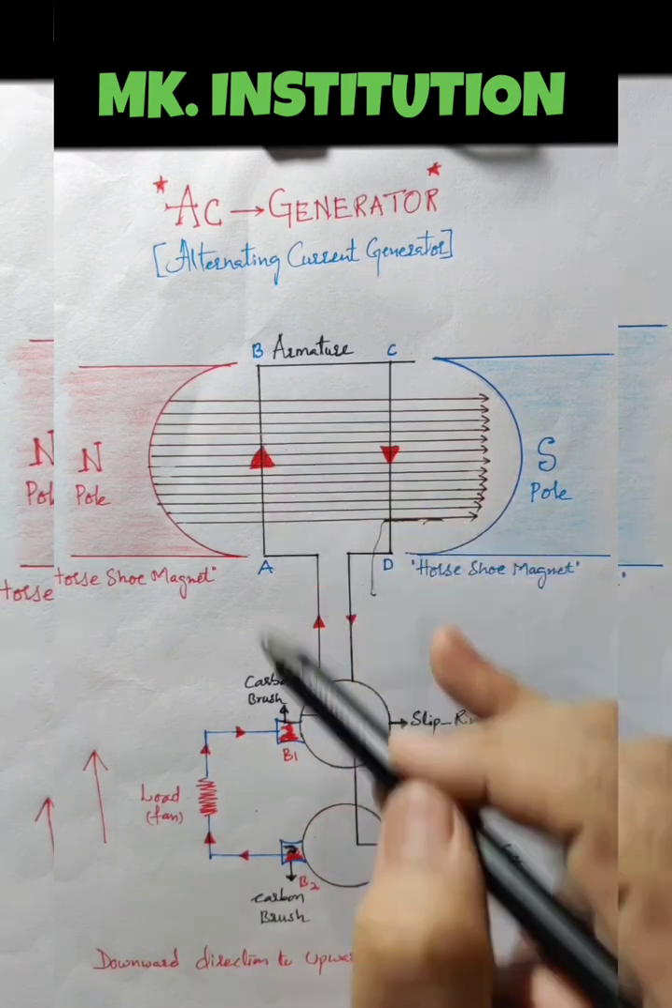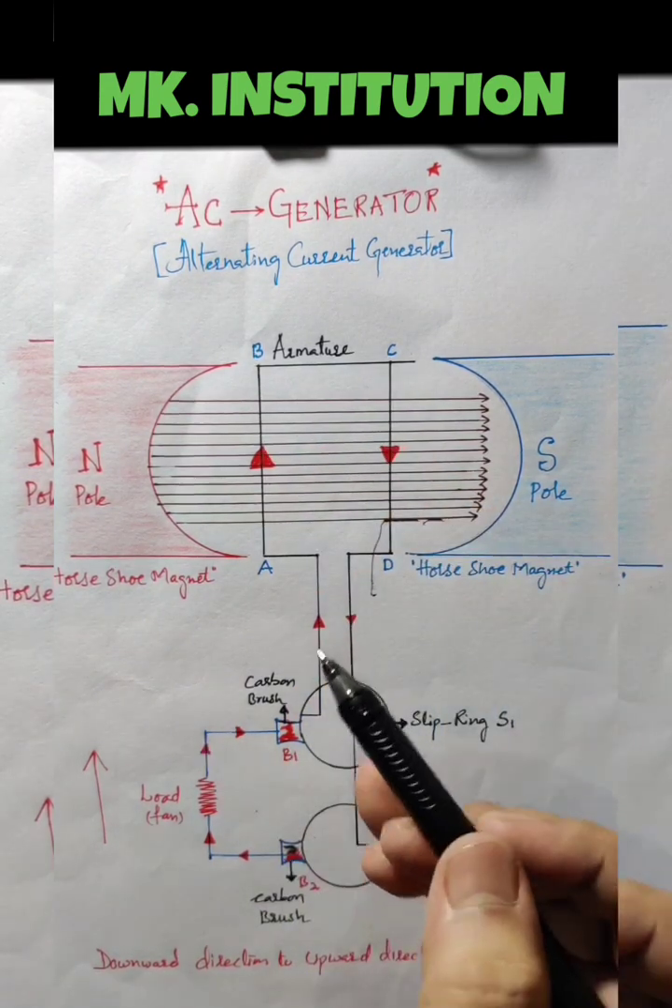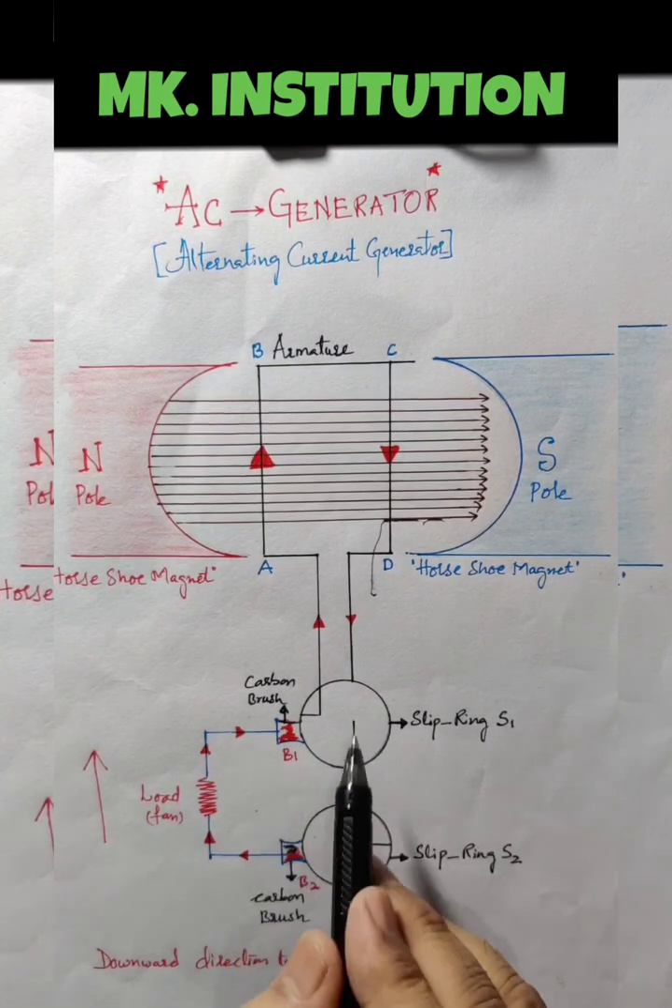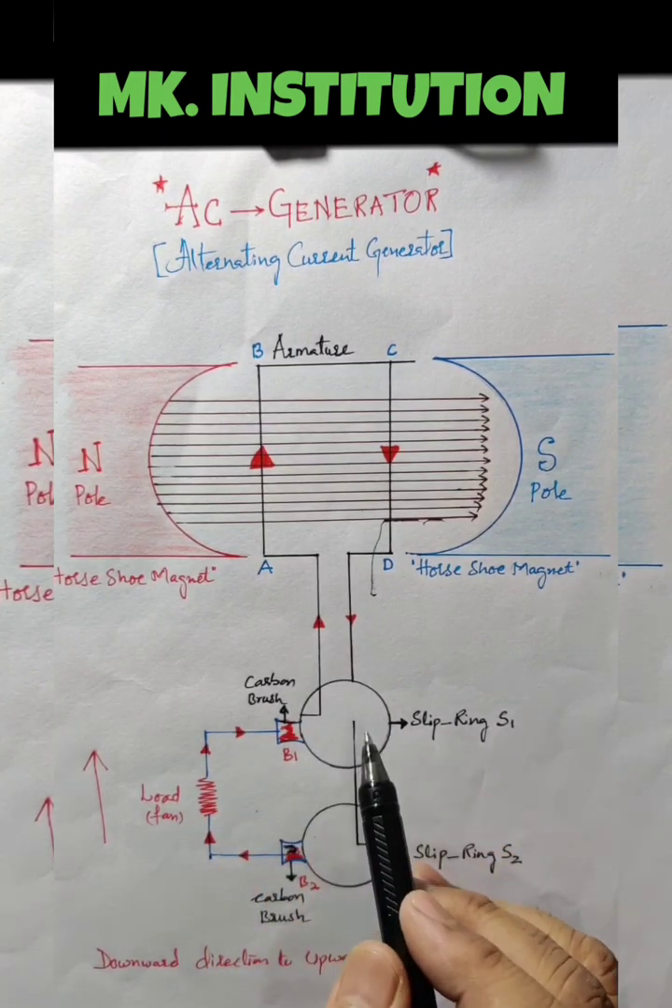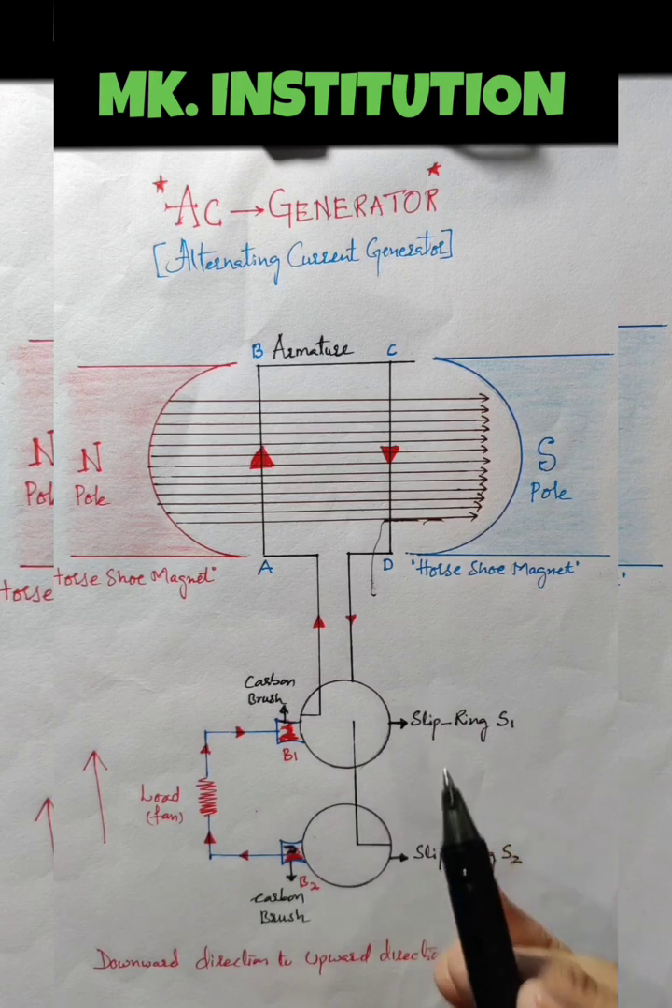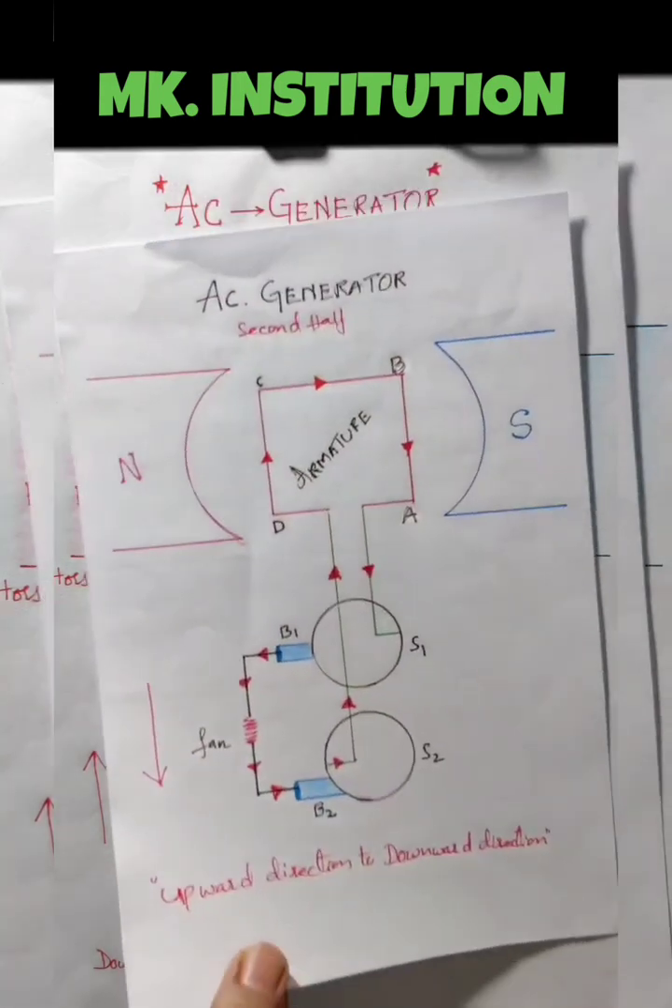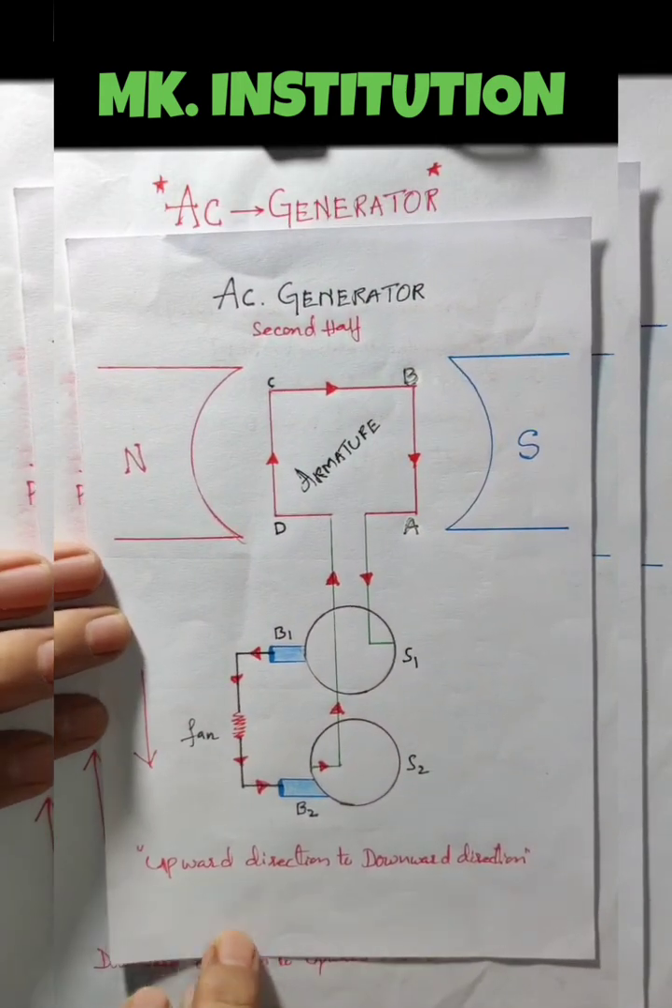Now the second half. This is the first half here, now the second half. What happened? The brushes will be like that only, but the position will be changing. Next diagram I'll show you. See here, this is the next one. Second half. In the second half, same thing.